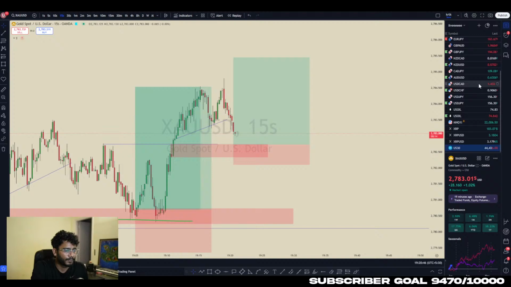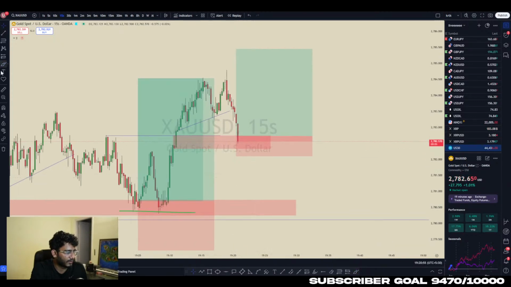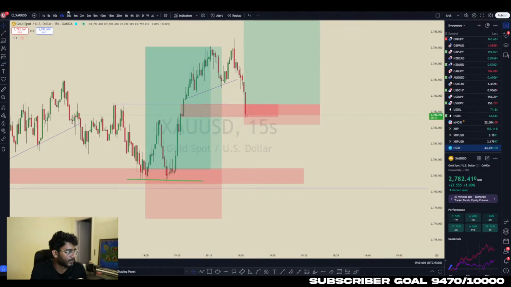GJ, okay. Price will not continue directly to here, so wait for price to close here and then wait for price to create a bullish engulfing and then only enter. Okay.